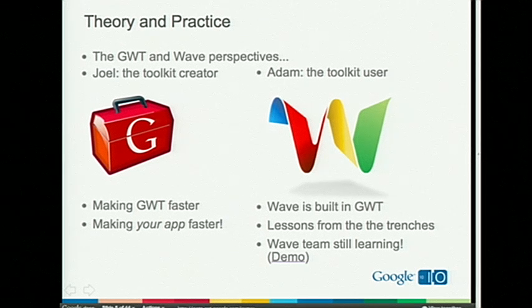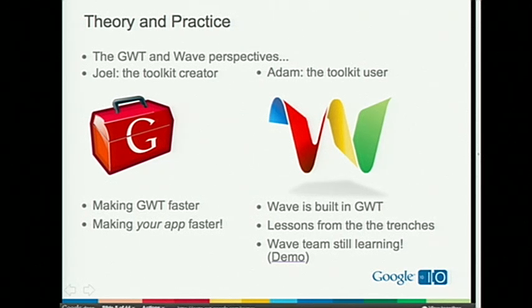So we're going to talk about this, as I mentioned earlier, from 2 perspectives. Myself, working on GWT, the perspective of the tool builder. That is, what can we do to make GWT faster, either through the compiler or through its libraries, so that your app is faster with you doing little or no work. And I'll be presenting from the Google Wave perspective.